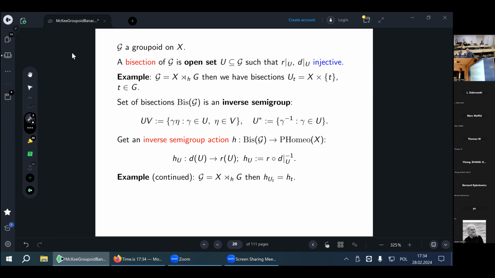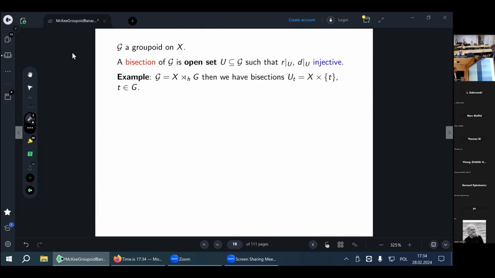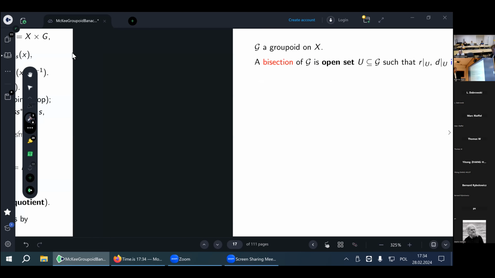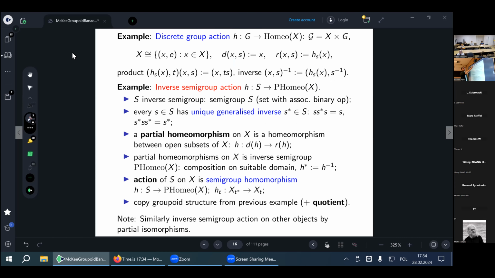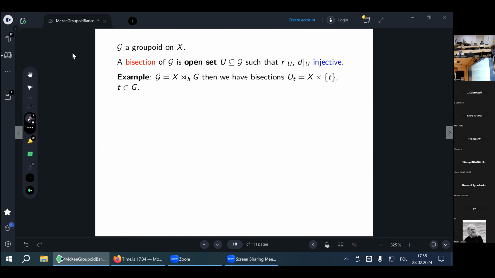Sorry, can I ask what is P in front of homeomorphism of X? This P? Alpha. Yes, this stands for partial. This is to remind us that we have partial homeomorphisms, in contrast to the previous slide where we had global homeomorphisms. Okay, perfect. Thanks.